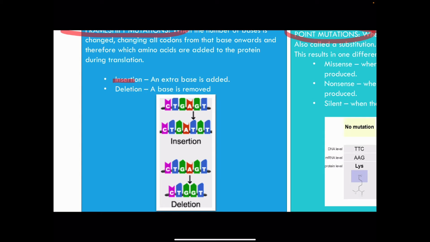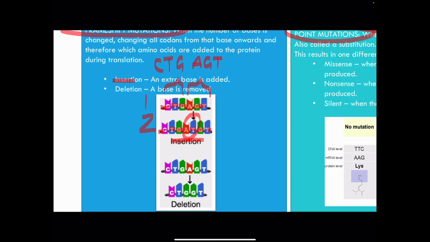Our first type of frameshift mutation is an insertion. So as you can see here, in our original DNA strand, the sequence is CTGAGT. Now, our second DNA strand reads CTGATGT, okay, and so we've had this T inserted here. Now, codons, remember, are triplets of bases. So this here is one codon, this here is one codon. This codon is CTG, this codon is AGT.